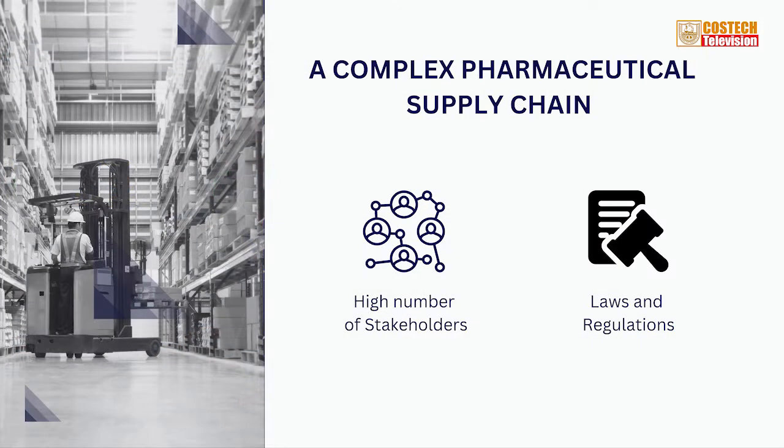So, a supply chain is a network of activities, stakeholders, and people who are involved in the manufacturing of pharmaceutical products, from the manufacturers all the way down to the patients who are consuming these medicines. And from this definition, one thing is very clear: the pharmaceutical supply chain is a very complex one. And there are two reasons for this complexity.